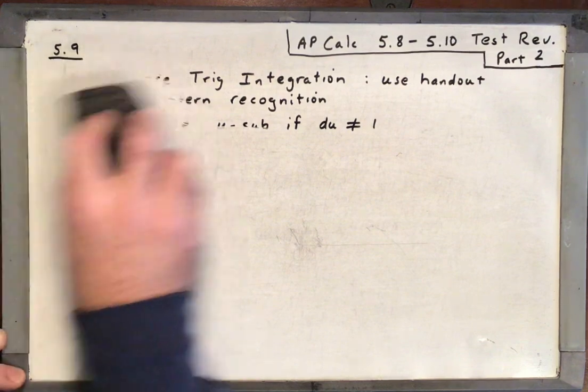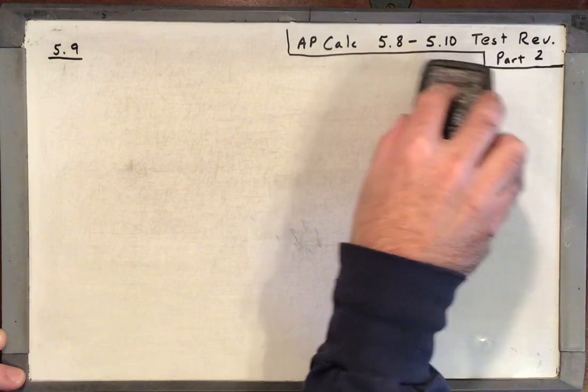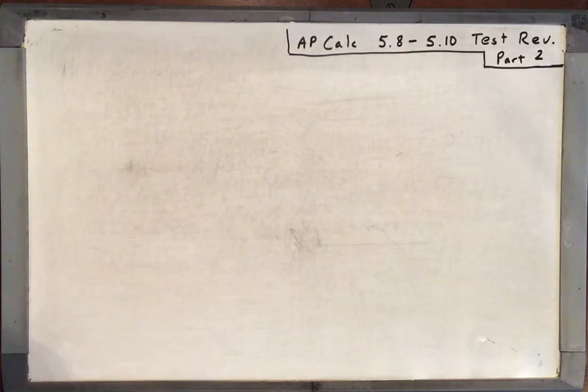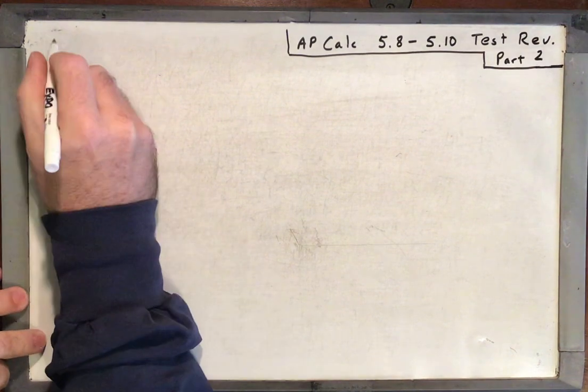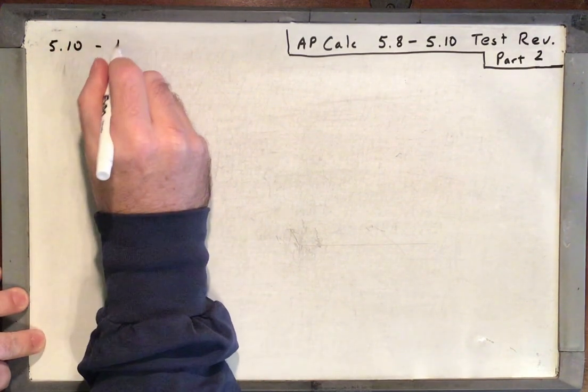Okay, now let's move on to section 5.10. It had more topics. 5.9 was kind of the hardest section. So this would be hyperbolic.